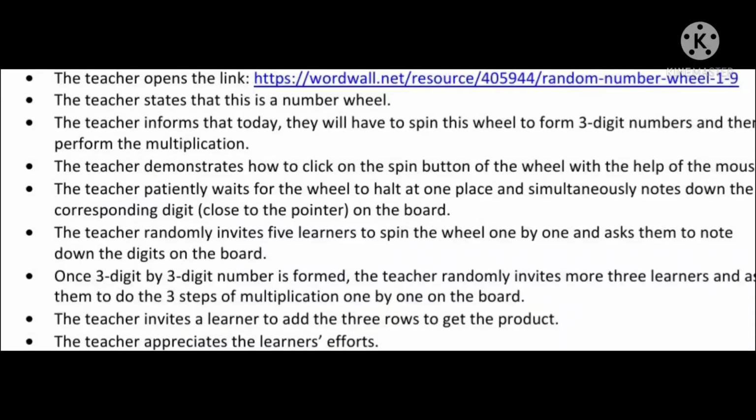Once that 3-digit by 3-digit number is formed, the teacher randomly invites 3 more learners and asks them to do the 3 steps of multiplication one by one on the board. Okay. Then teacher invites a learner to add the 3 rows to get the final product. After the final product is found out, the teacher appreciates the learner's efforts. Okay, so this was the introduction.